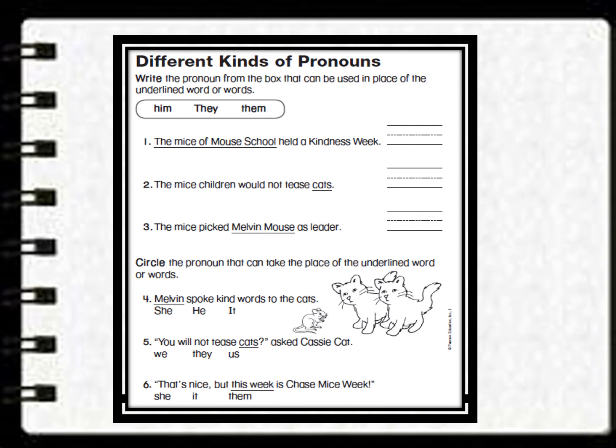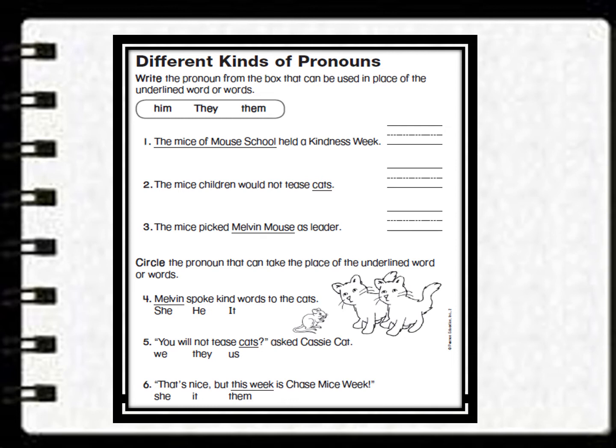Next, you're going to circle the pronoun that can take the place of the underlined word or words. Number 4. Melvin spoke kind words to the cats. Melvin. Is it she, he, or it? Number 5. You will not diss cats. Ask Cassie Cat. Cats. Is it we, they, or us?